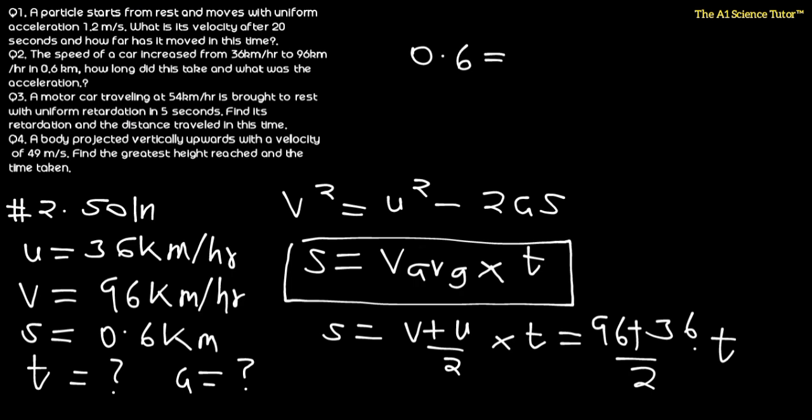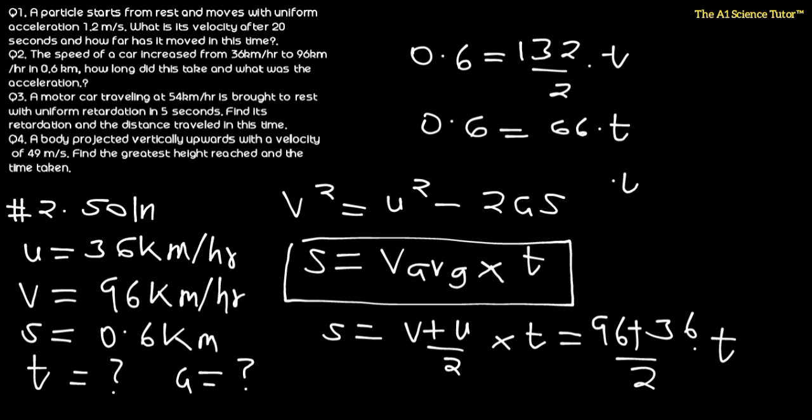So we have 96 plus 36. What should that give us? So that is 132. So this is divided by 2, and this is multiplied by t. So we have 66. This is 0.6. This is equal to 66 multiplied by t. Now finally, we need to find t, which is basically going to be 0.66 divided by 66. Sorry, that should be 0.6 divided by 66.